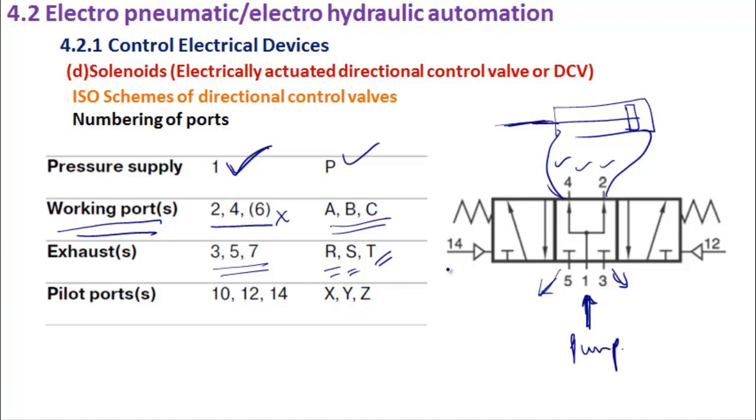Whereas these pilot ports, you will name these as numbers greater than 10, and that also even numbers, or you will name them as X, Y, Z. So these are the pilot ports for the pneumatic case. Generally, the pneumatic case we are not going to study. Okay, so let us look at some of the examples.